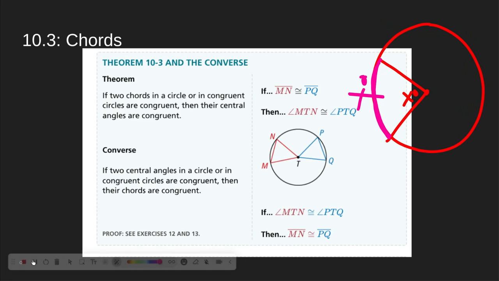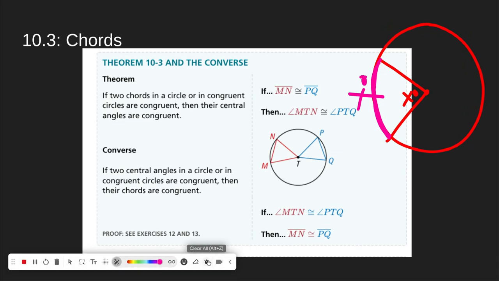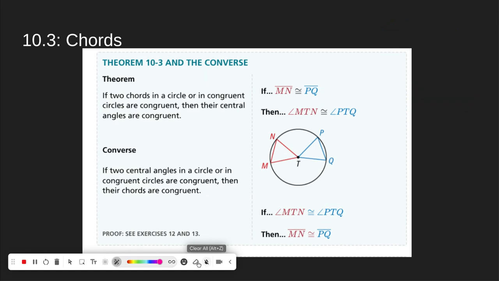It's so hot in here, it's picking up the heat from my elbows. I think that's why it's making these weird lines.